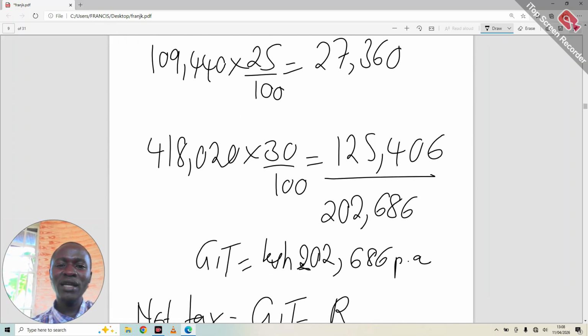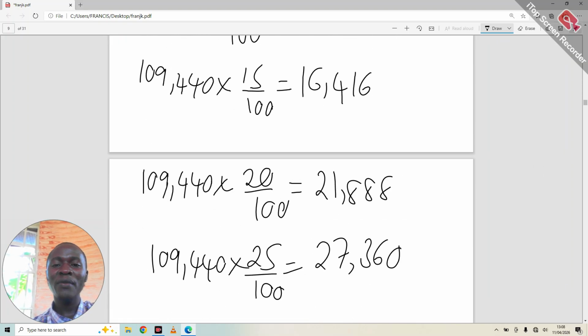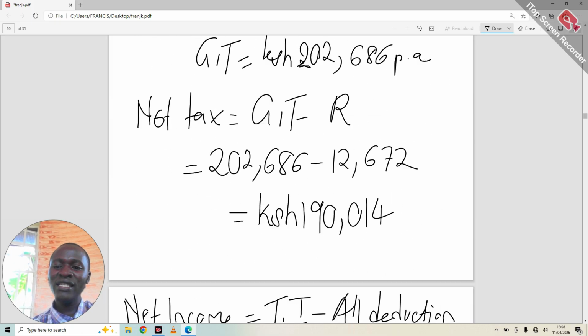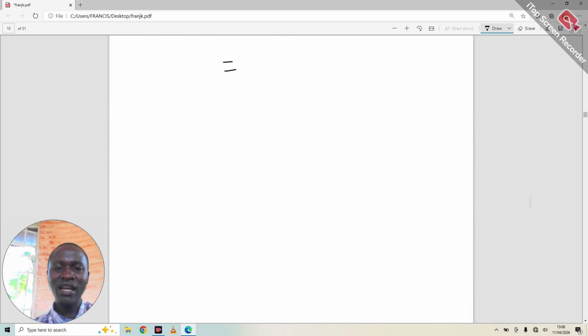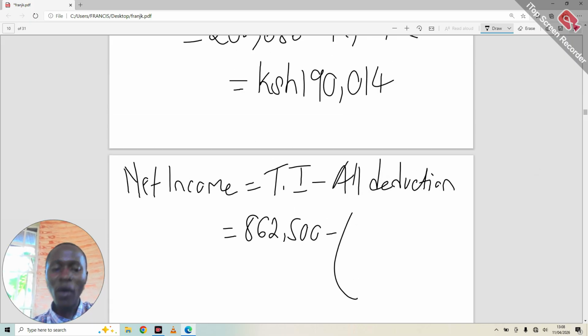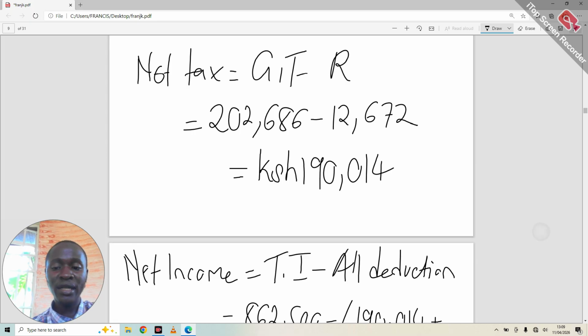What was our taxable income? The taxable income we need is the annual taxable income, which was 862,500. Let's subtract all the deduction. Deduction number one we must include before having anything else in our question is 190,014 Kenyan shillings. That is our first deduction, net tax.